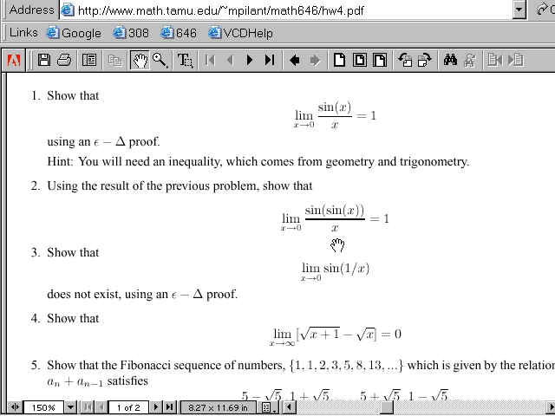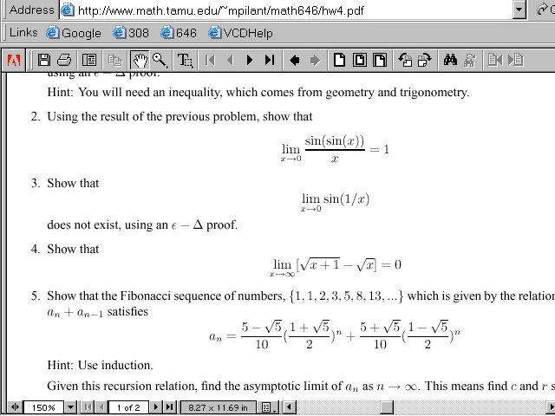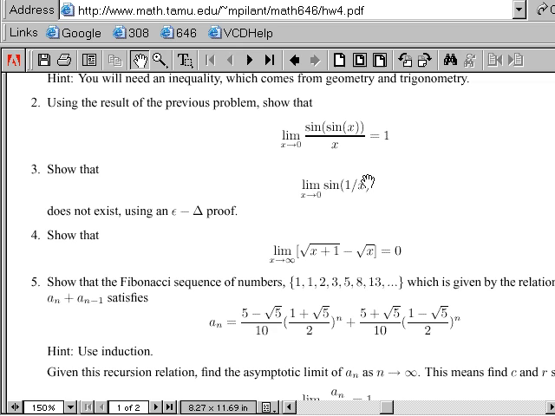Using the previous problem, if given this limit, you can directly derive this limit. Now you don't have to do an epsilon delta here because it follows directly from the limit in problem 1.